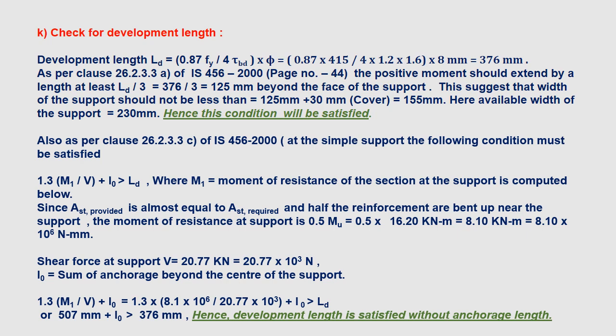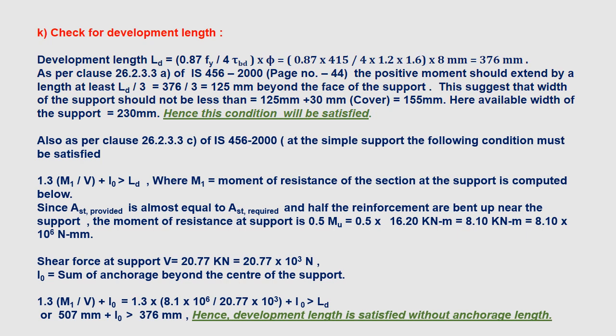Now again, as per clause 26.2.3.3c of IS 456 2000, at the simple support, the following condition must be satisfied. What is the condition? The condition is 1.3 into M1 by V plus L0 should be greater than Ld, where M1 is the moment of resistance of the section at the support, computed as below.